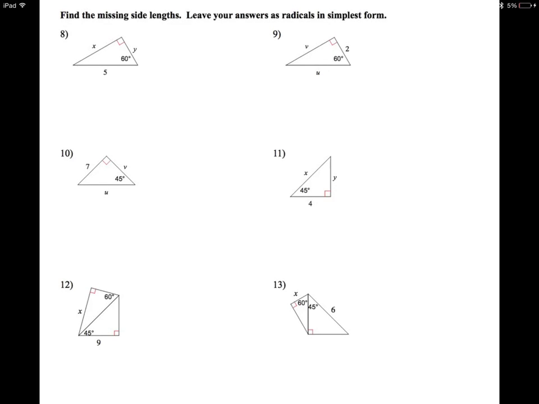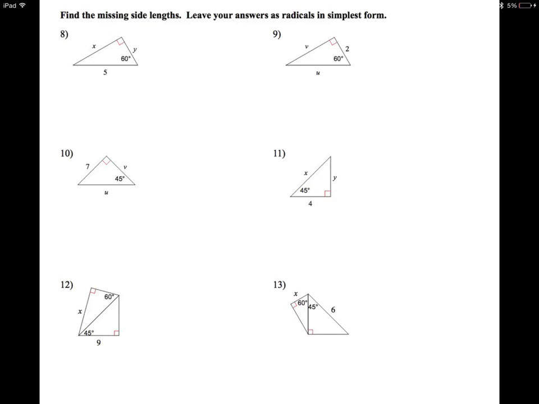Hey all. So, a couple of you had questions on using the special right triangles that we went over on Friday on the homework assignment this weekend. So I thought I'd do some examples. I'm going to do 8, 10, and 12: one of the 30, 60, 90s, then the 45, 45, 90, and then 12, which has both. Anyway, starting with number 8.